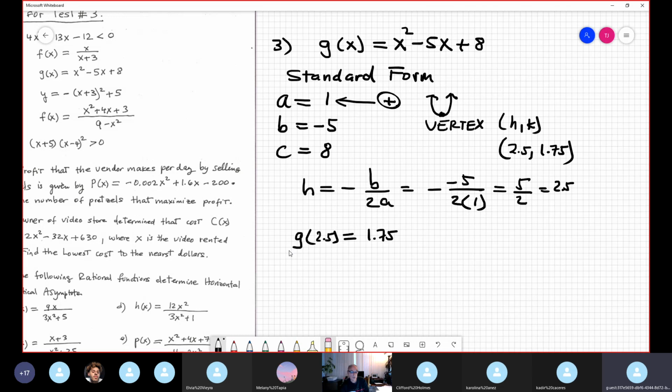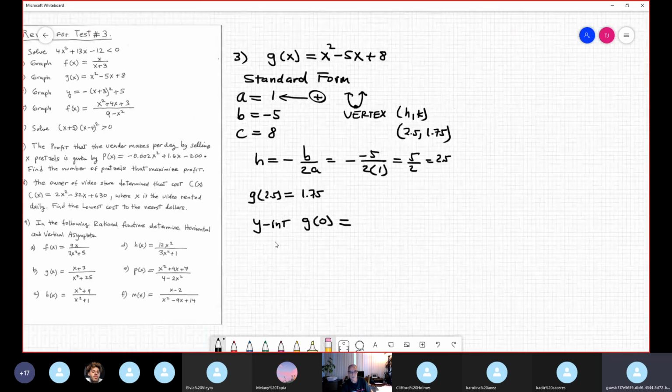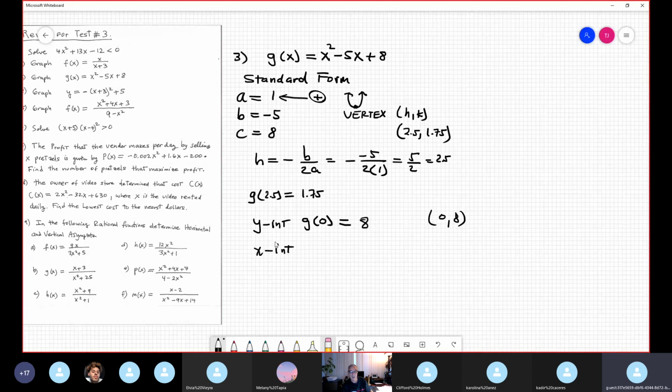What more information do we need? Well, we need the most information that you can get. So, important are the y-intercept and the x-intercept. Finding the y-intercept is easier. For the y-intercept, you evaluate the function at 0. It's obvious that this always happens when you have the standard form: it is the C value, which is 8. Because when you replace x with 0, this part disappears and only 8 stays. So the point is 0, 8.